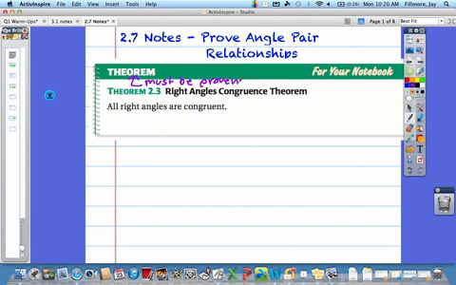And it simply states that all right angles are congruent. So again, there's a proof that shows that all right angles are indeed congruent. And we can use these theorems in proofs since they've already been proven to be true. So any theorems we go over are fair game to be used or required in a proof.